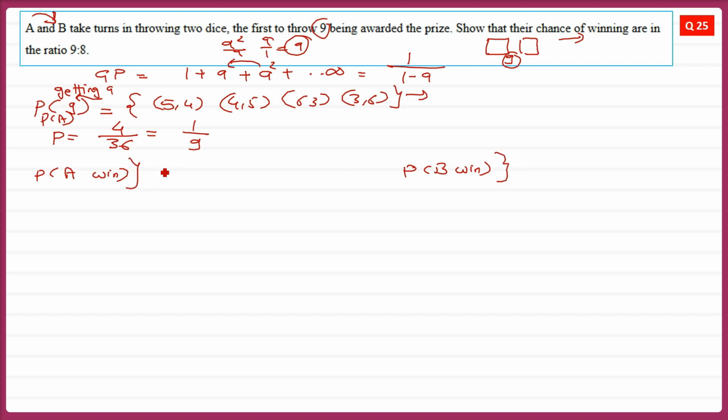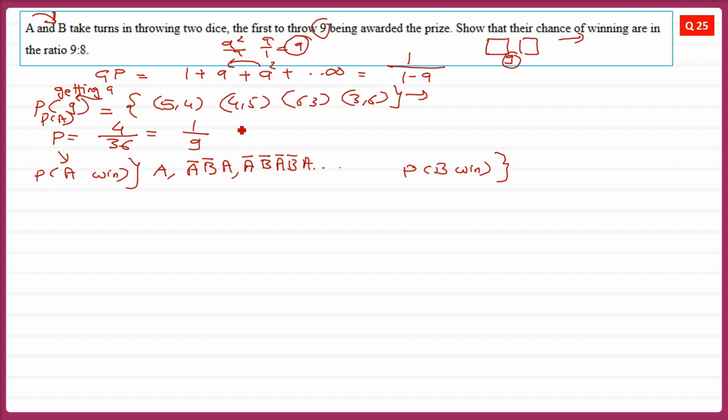So how will A win? First, A is starting, so A can win the first time, in the beginning. Now A can win later only when A fails, then B fails, then again A will try and A will win. The third way is A does not win, B doesn't win, A again doesn't win, B doesn't win, then A wins. So wherever the A chances come after B, A can win.